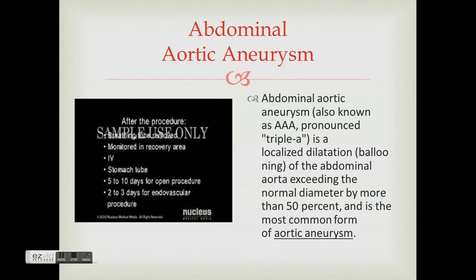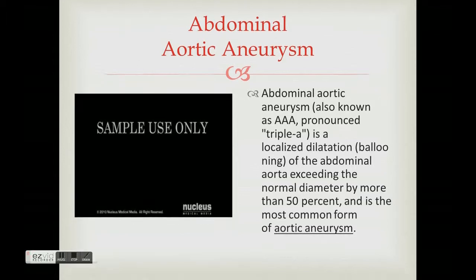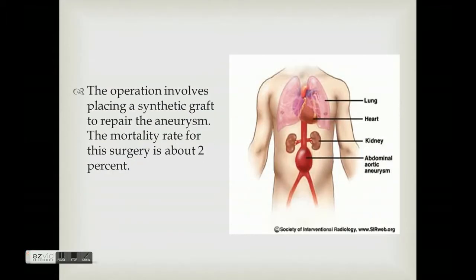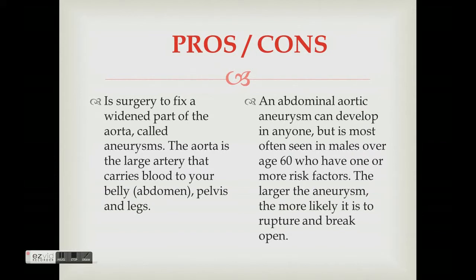Here is another video of the abdominal aortic aneurysm. The operation involves placing a graft to repair the aneurysm. The mortality rate for the surgery is about 2%. This surgery fixes a weakened part of the aorta called an aneurysm. The aorta is the largest artery that carries blood to your belly, abdomen, pelvis, and legs.